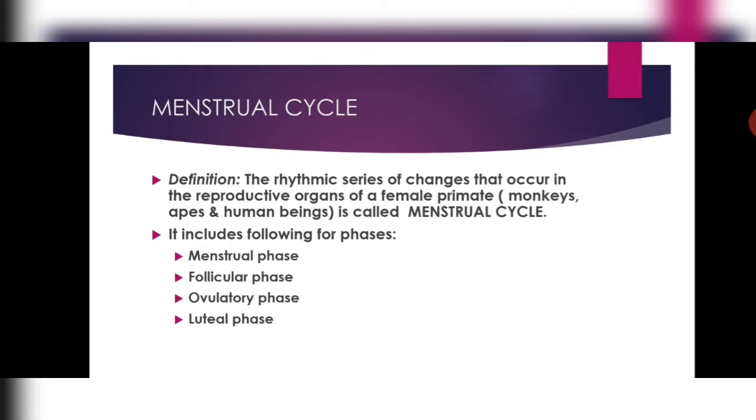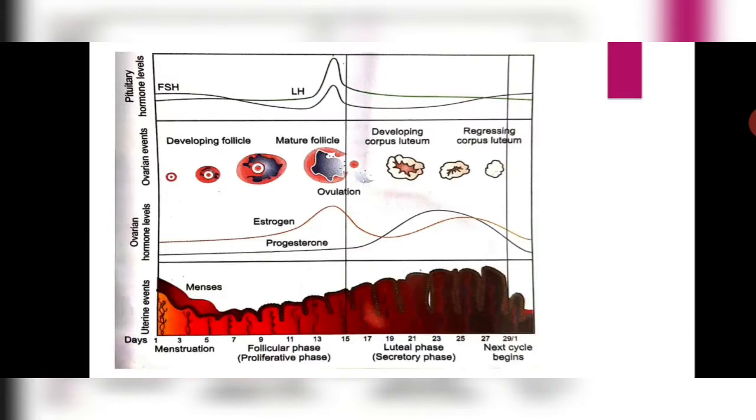Let us look at the schematic representation and discuss each of it one by one. So from here we are going to observe the 4 phases: menstrual, follicular, ovulatory and luteal, with respect to the level of the pituitary hormones, the events occurring in the ovary, the level of the ovarian hormones and the events occurring in the uterus. So 4 things we are going to study parallelly for each phase. Let us start with the menstrual phase.